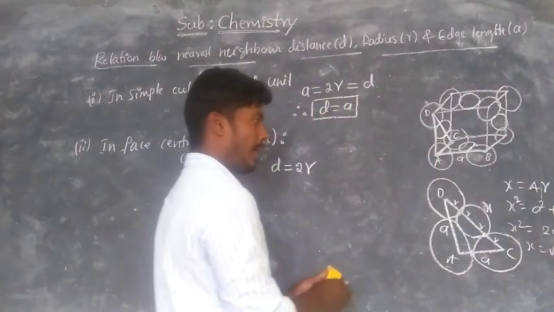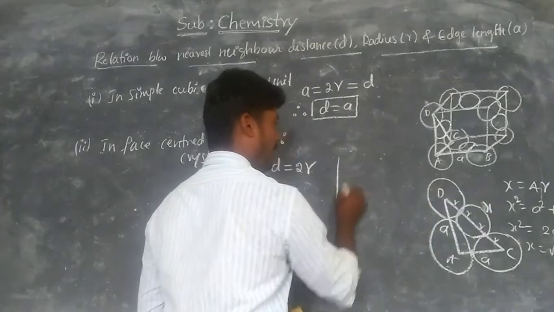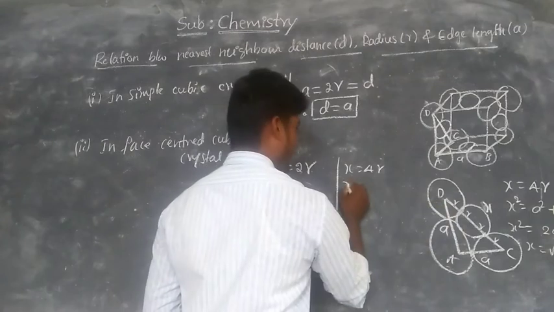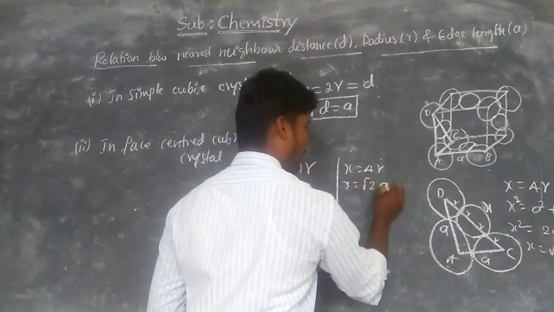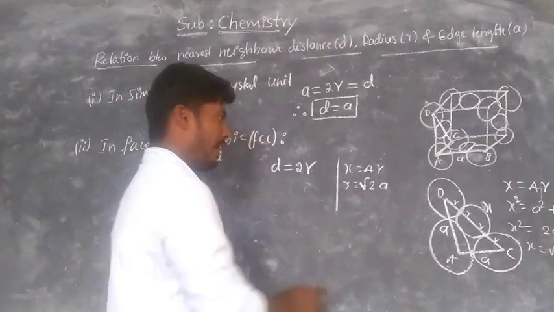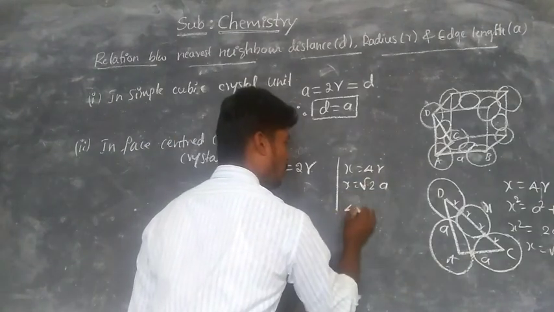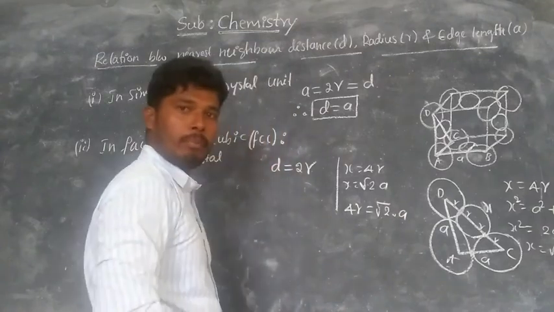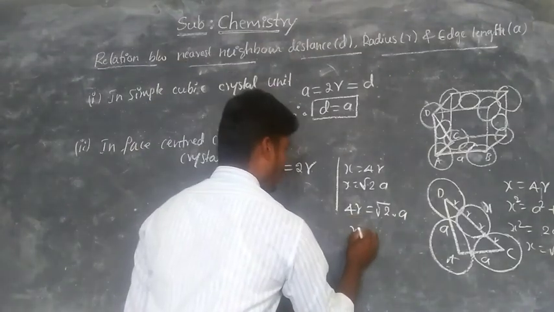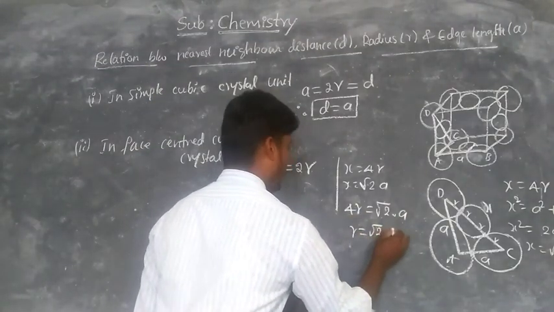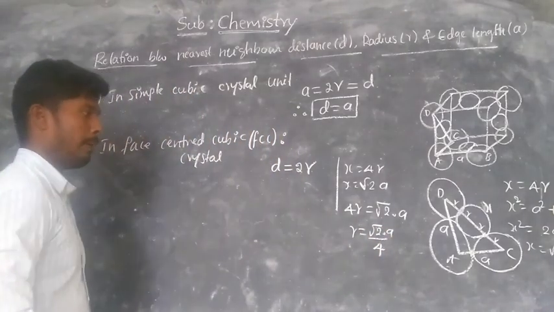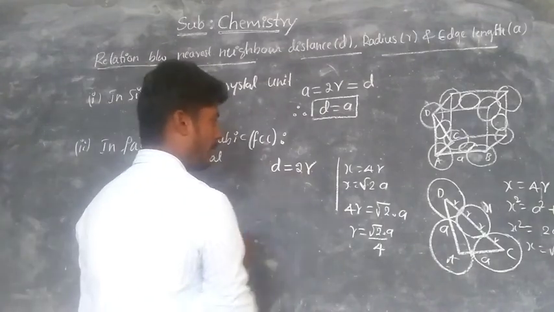So what do you get from this triangle? You get x is equal to 4r and x is equal to root 2 into a. Now find the value of r. Comparing these two, 4r is equal to root 2 into a. Therefore r is equal to root 2 into a divided by 4. Now substitute here in place of r.